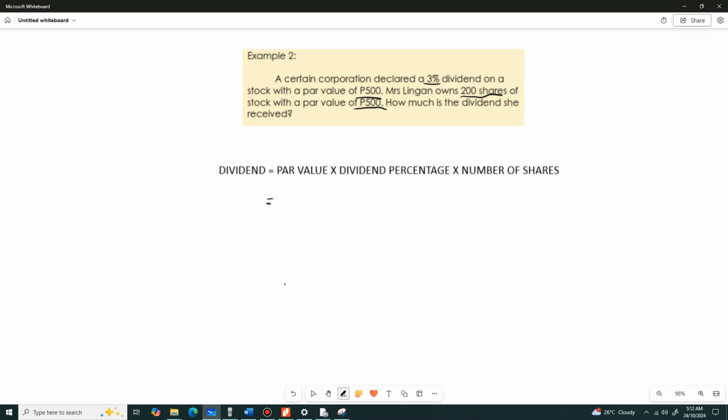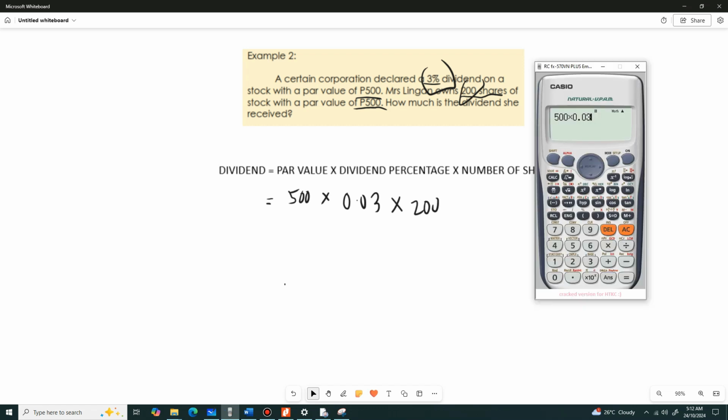So we have the par value as 500 pesos times the dividend rate, 3% or 0.03, times the number of shares, which here is 200. So 500 times 0.03 will give us 15. So the dividend per share here is 15 pesos times 200, which is the number of shares owned. Our dividend will be 3,000 pesos.